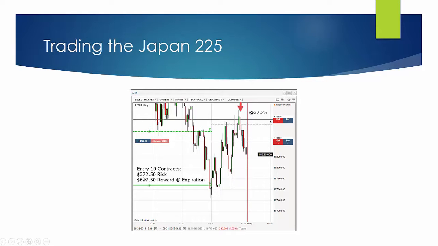As you can see, I was risking $37.25 per contract, again trading 10 contracts for a total risk of $372.50. The payout at expiration was $627.50 trading 10 contracts. Per contract, it would have been $62.75. This is a very easy trading strategy.